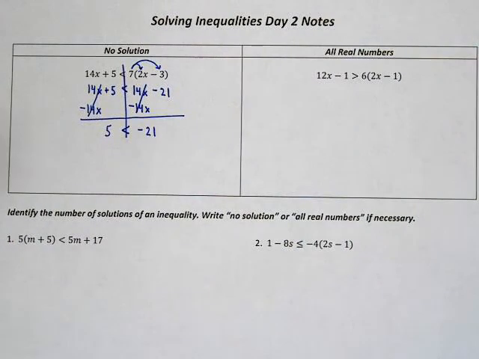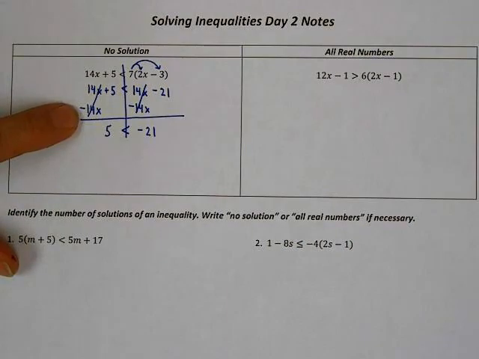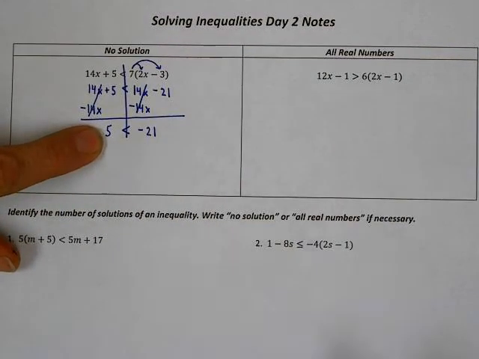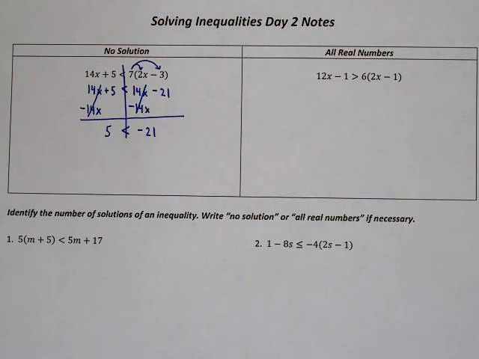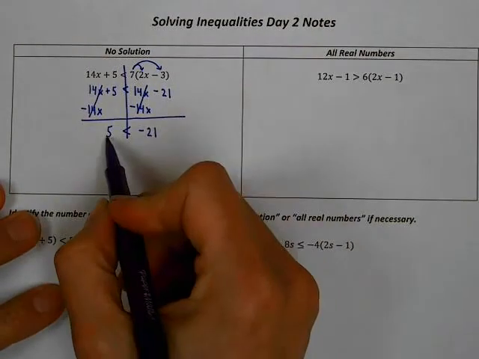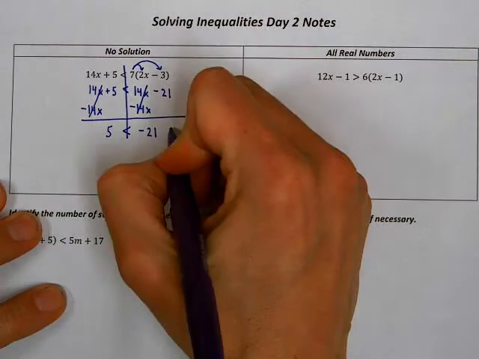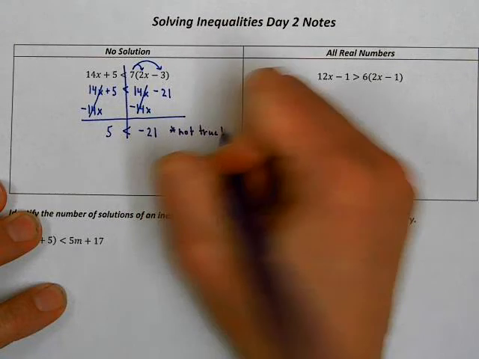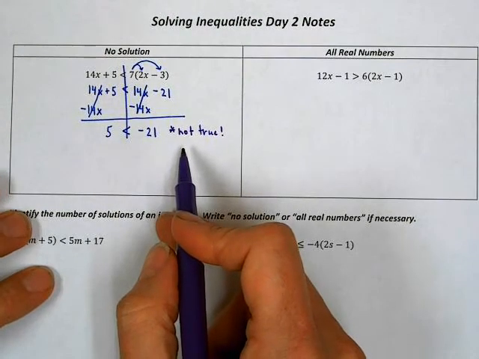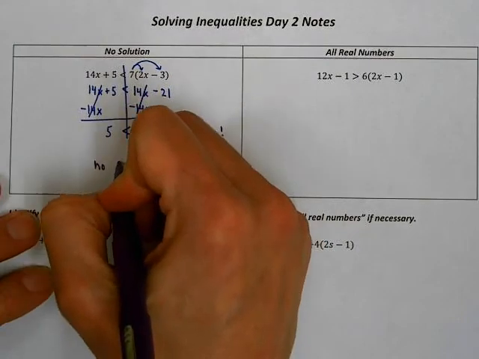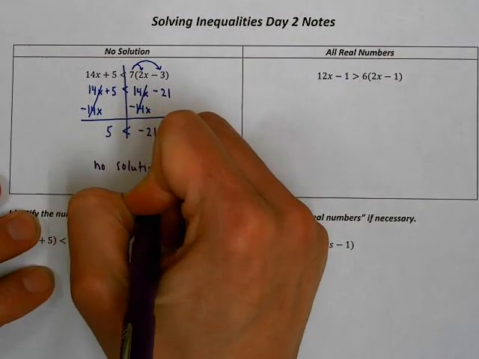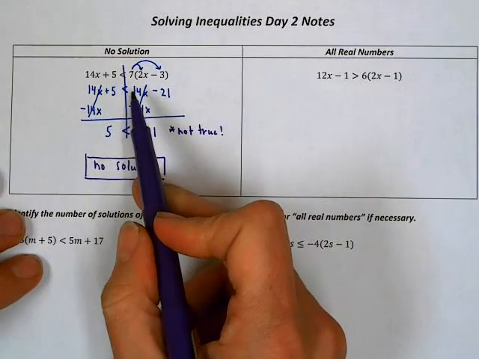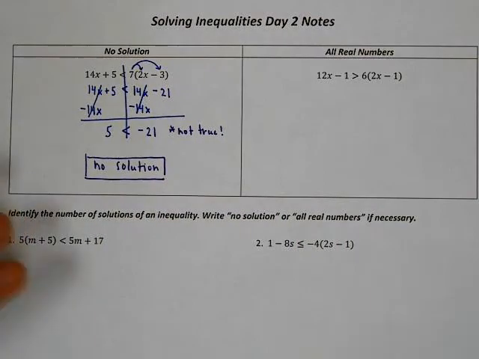Now, a couple things have happened. First, my variables have completely dropped out. So now I have to decide, is this a true comparison? Is 5 less than negative 21? Well, I know a positive number is never going to be less than a negative number, so I know this is not true. When that happens, when the resulting inequality is not true, we say we have no solution. That means there's no value of x that we could plug into our original inequality to make that a true statement.